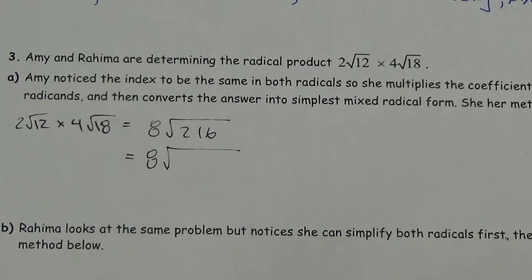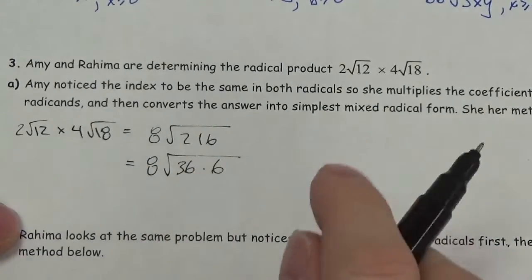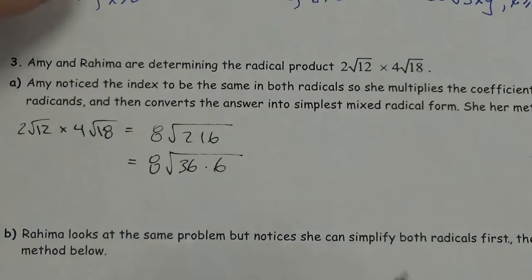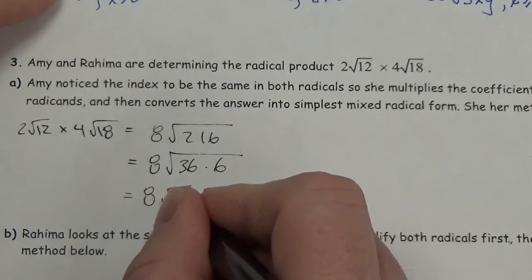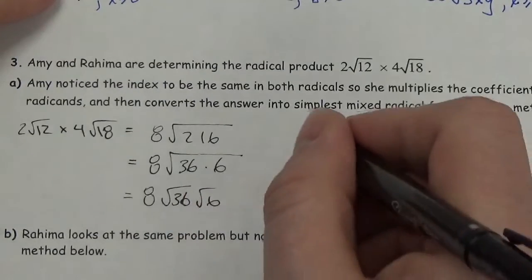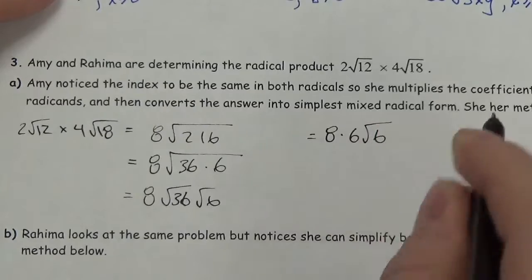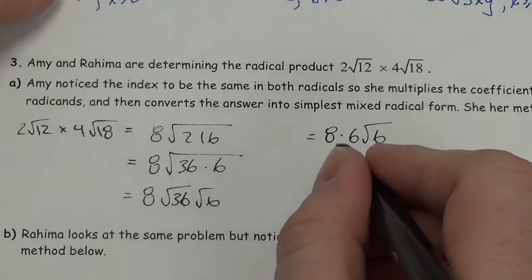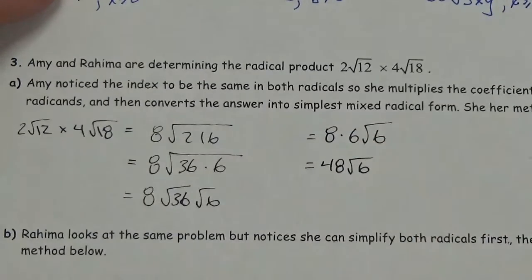216 divided by, well, it's not going to be 25. I know that. What about 36 here? Oh, 36 is the money. So 36 times 6. And so now we can take this and split that apart here, because we know that this will be the root of 36 times the root of 6. And then the root of 36 is just 6. That's still all multiplied together. And then 8 times 6 is going to be 48. We've got that root 6 there still.